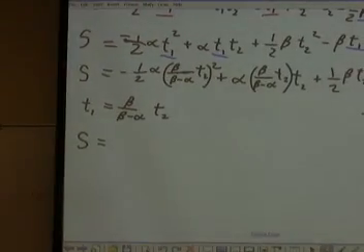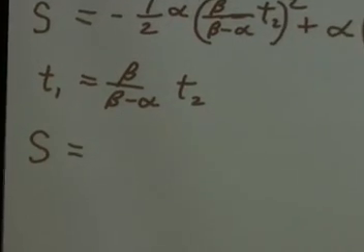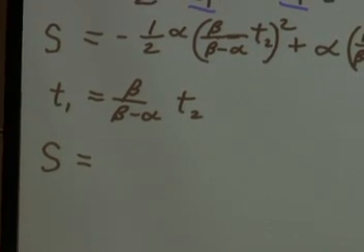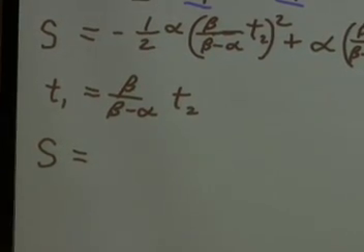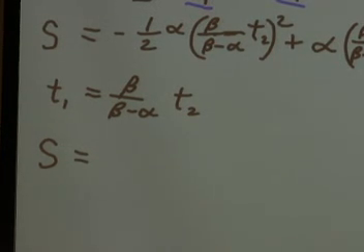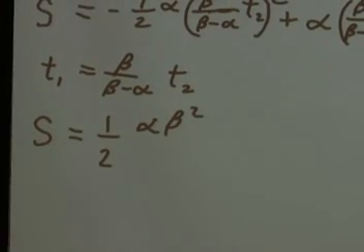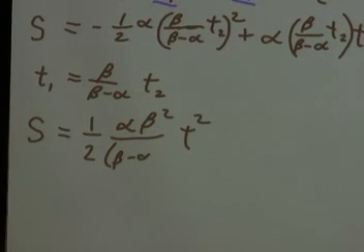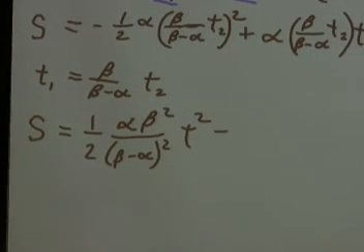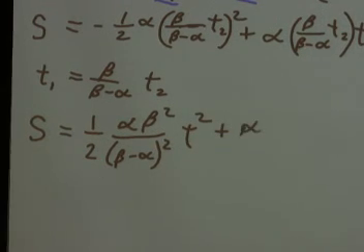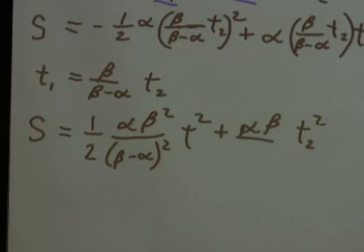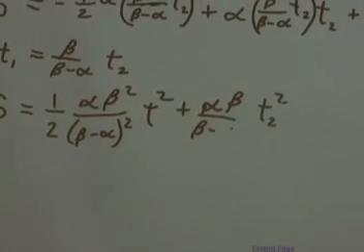S equals, and let's see. To clean things up, let's go ahead and square things out first. We'll do the factor out in the next term. 1/2, here we'll have alpha beta squared T2 squared over beta minus alpha squared, plus alpha beta T2 squared over beta minus alpha, and I'll put that in parentheses to set it off.